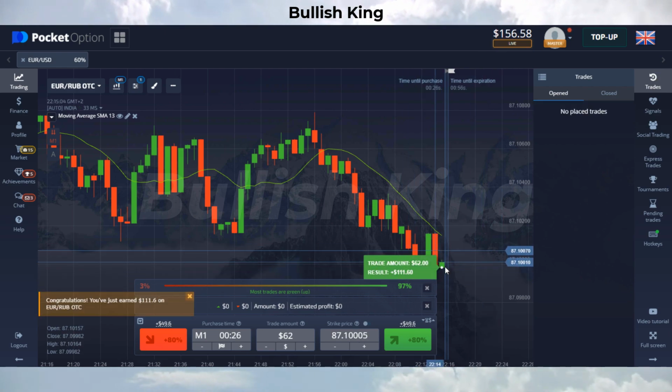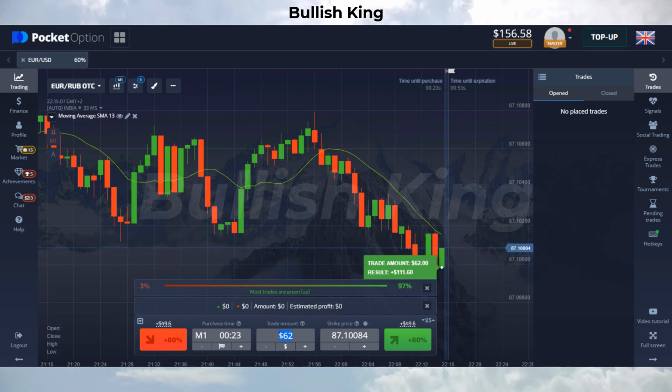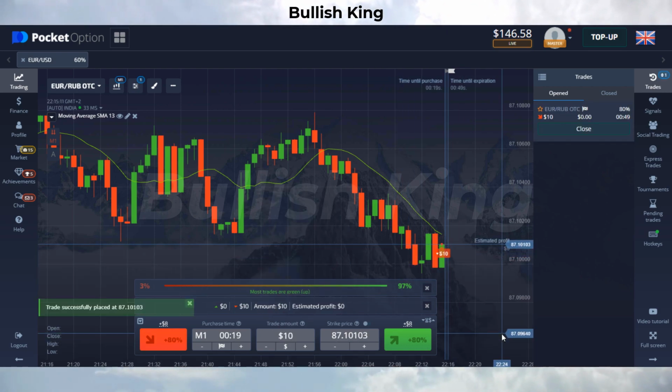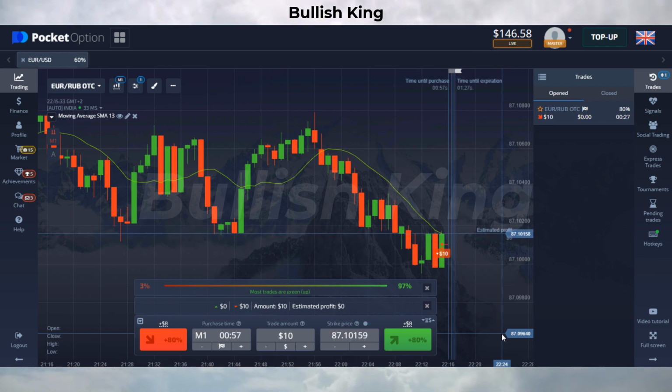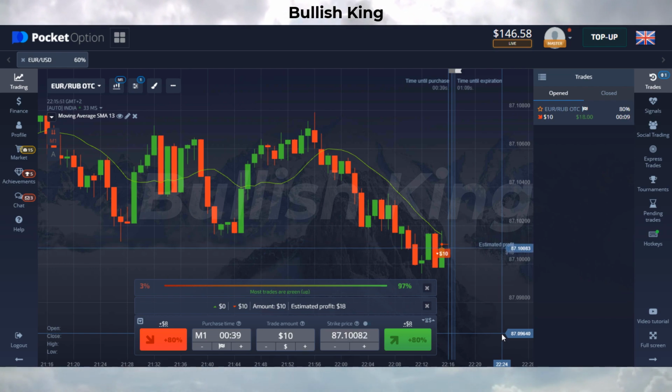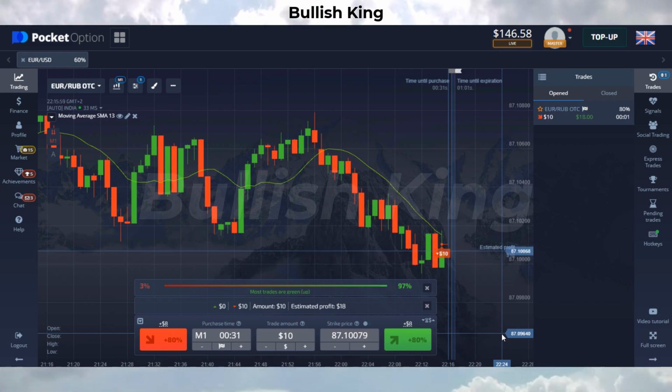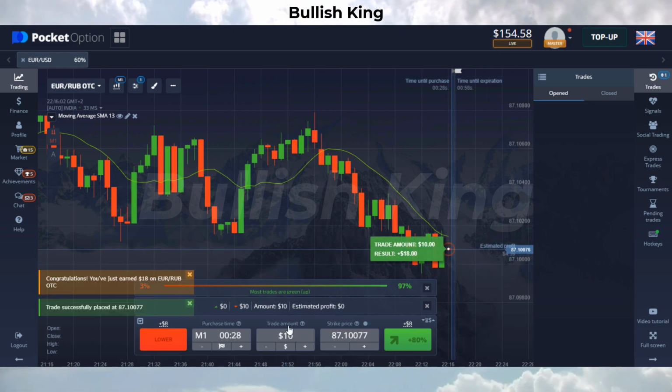Won this trade finally. We won this last trade too.